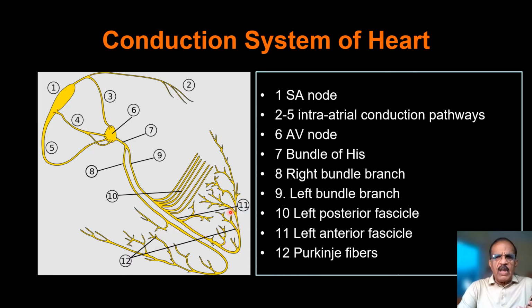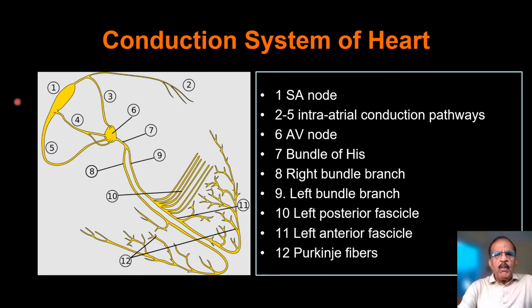This used to be called anterior superior because it comes anterior and then turns around upward and it supplies the upper part of the left ventricle. And then this one is the right bundle branch, and this passes on the right side of the septum and then turns around and supplies the right ventricle.